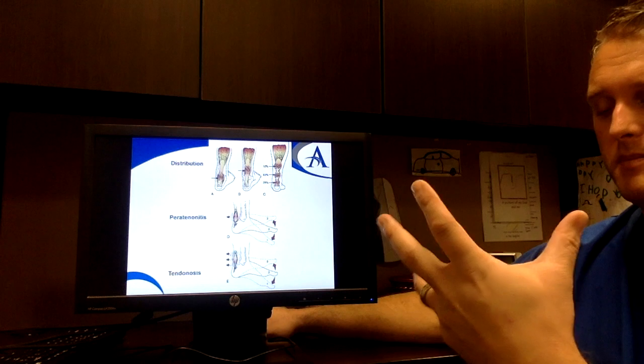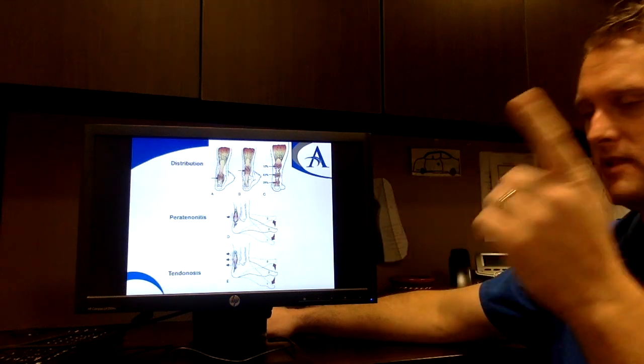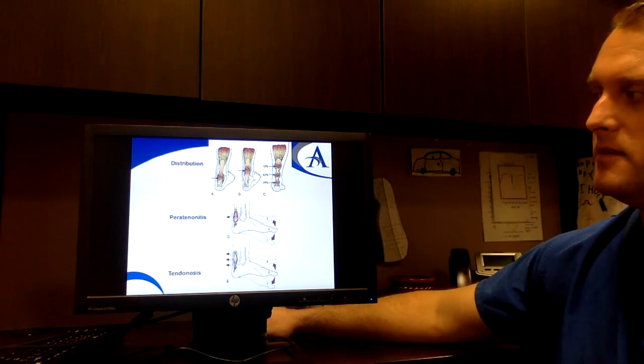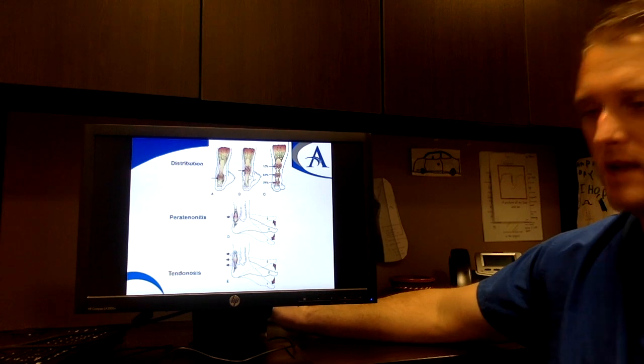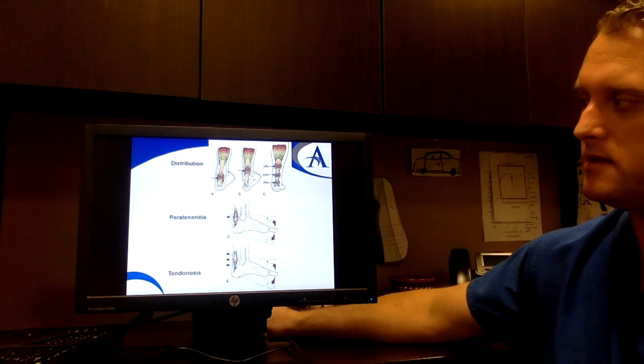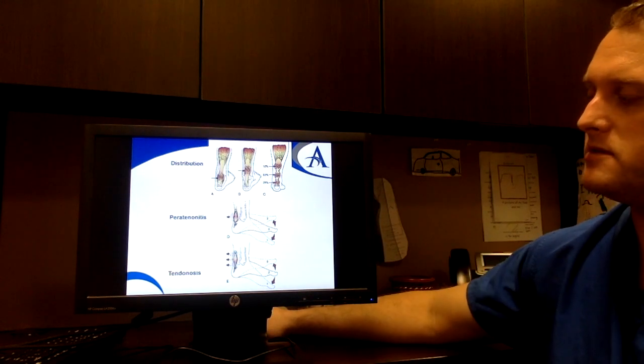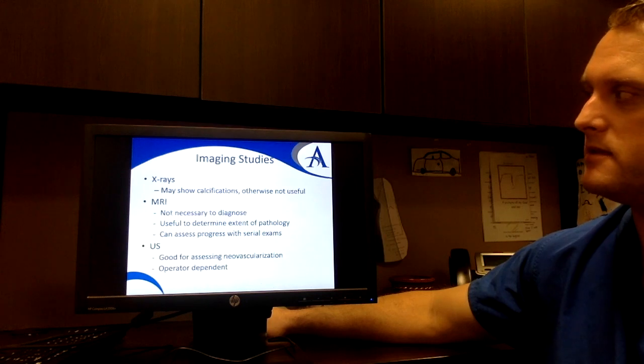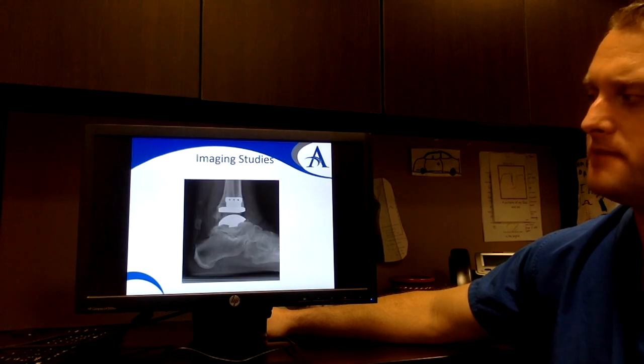If the nodule or the pain stays in one spot, then it's the inflamed peritenon around the tendon. If the nodule moves up and down, then it's the tendon itself, which is not as responsive to anti-inflammatory medication as the peritendinitis. Again, same workup with the x-rays, MRI, ultrasound.